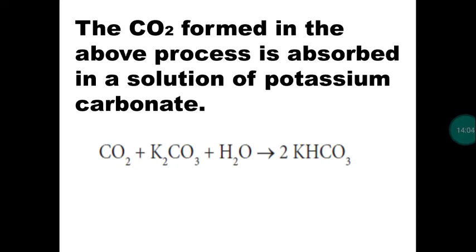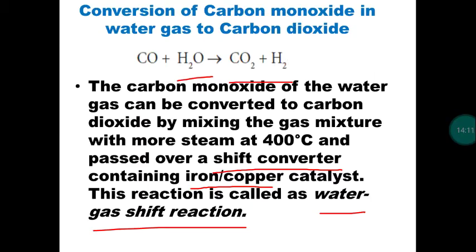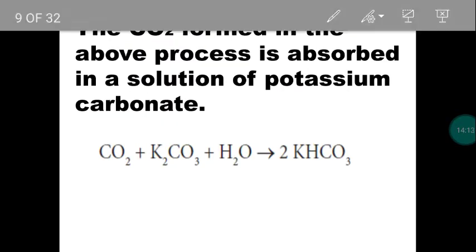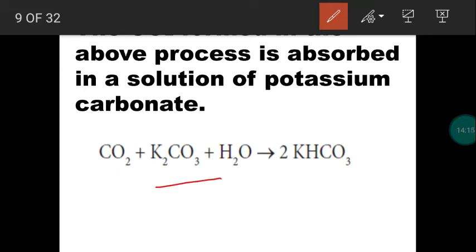Next, we have to remove the carbon dioxide. So how to remove the carbon dioxide? Again, you just pass the mixture into potassium carbonate solution. So if the mixture of hydrogen and carbon dioxide is passed into the aqueous potassium carbonate solution, all the carbon dioxide is absorbed in the solution. It becomes potassium bicarbonate. Remaining hydrogen can be used, right?